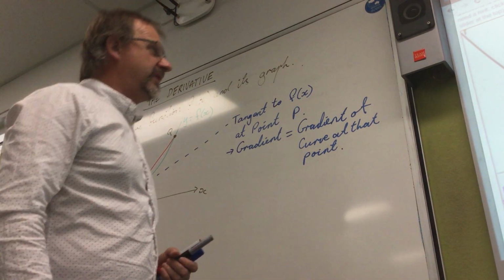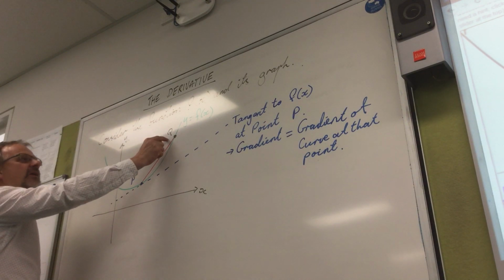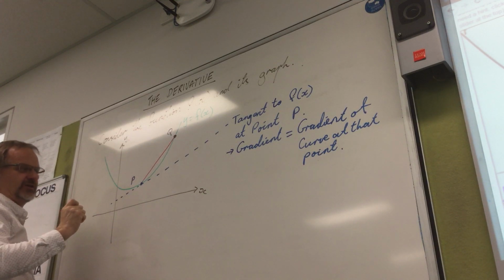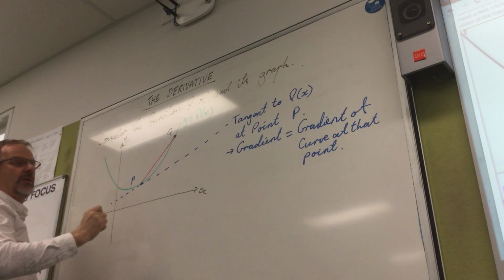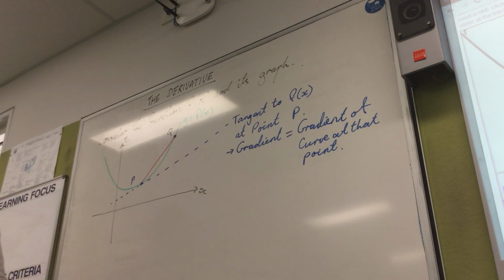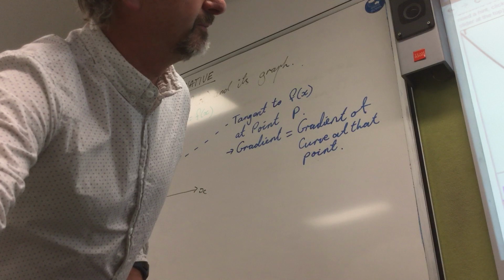So what we can do is, because we can calculate the gradient between P and Q without too much difficulty, we can use that to help us find out what the gradient of this tangent is. So that's what the derivative is about. All right, so how do we do that?